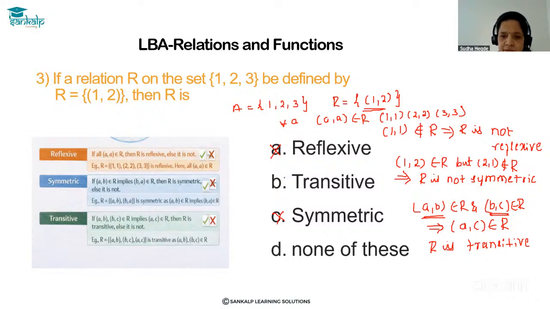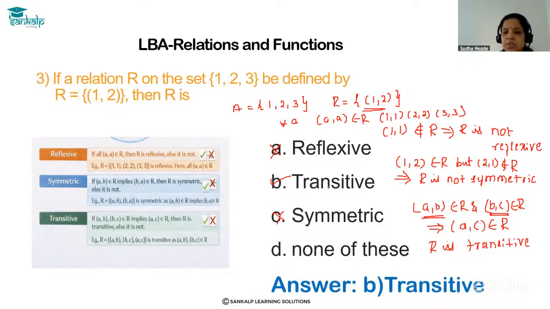So option B, R is transitive, is the correct option. So answer is option B, R is transitive.